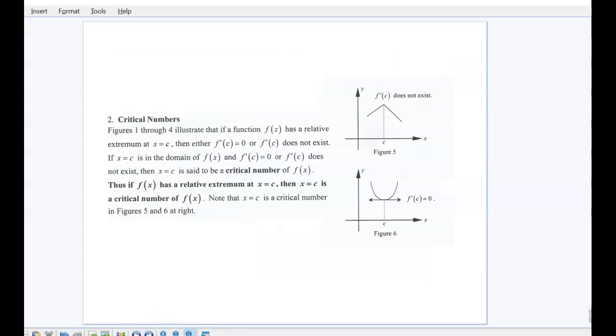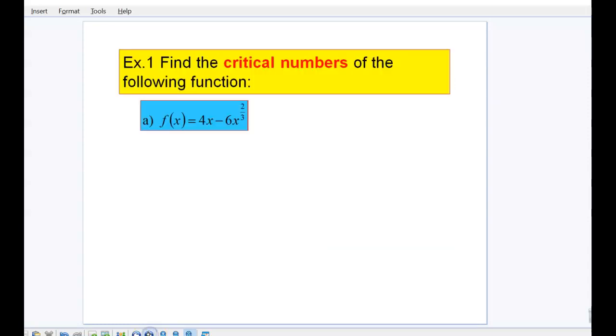Okay, critical numbers. Critical numbers are numbers where the derivative equals 0 or where the derivative does not exist. So we said earlier that relative max and mins can only happen where the derivative is 0 or the derivative doesn't exist. That means that relative max and mins must happen at critical numbers. All right, so let's take a look at how to find critical numbers.